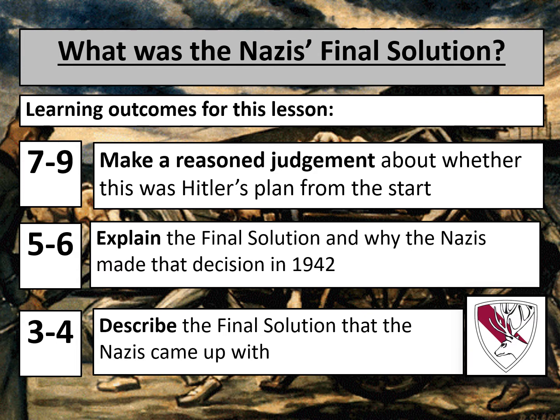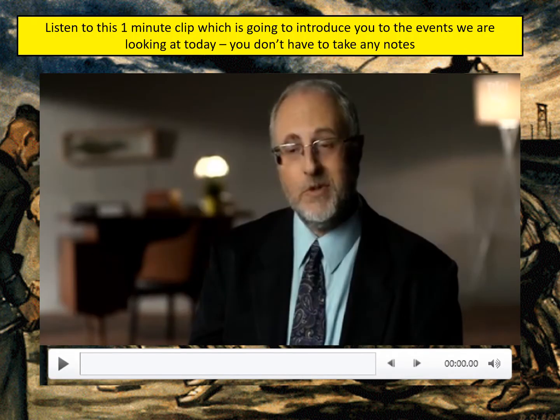Remember, in the first lesson of the Holocaust, we looked at those three phases, the first one being a period of discrimination between 1933 and 1937, the second one being a period of violence from Kristallnacht in 1938 all the way up to the Einsatzgruppen in 1941, and today we're thinking about 1942 to 1945. So write down that title if you haven't already. We're going to start with watching a quick clip which is going to give you an introduction to what we're going to be studying for the rest of the lesson.